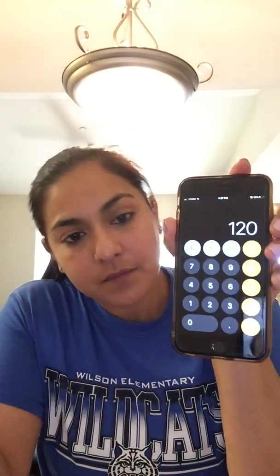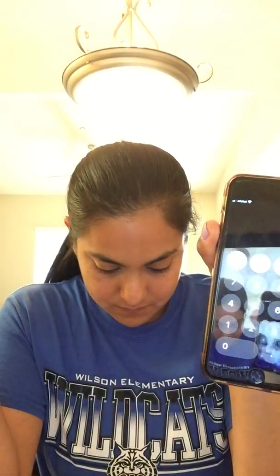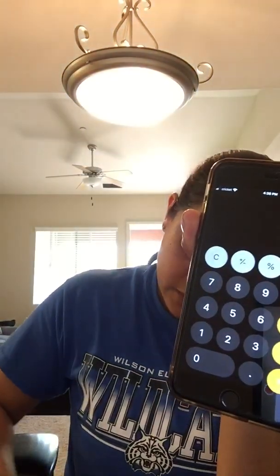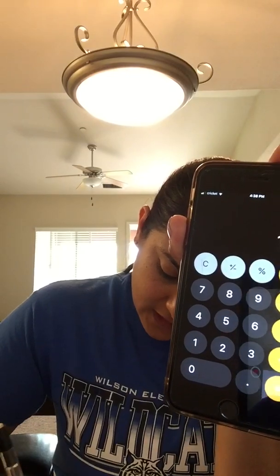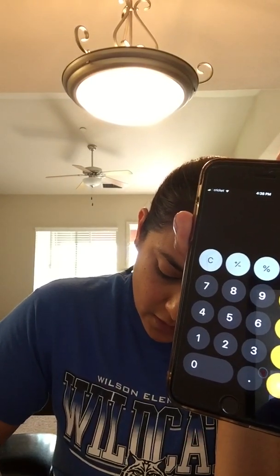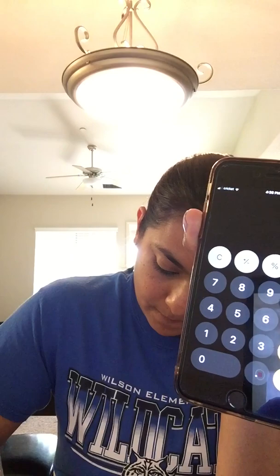Okay, 120 divided by 8, 15. That would be 15 miles per 1 gallon.